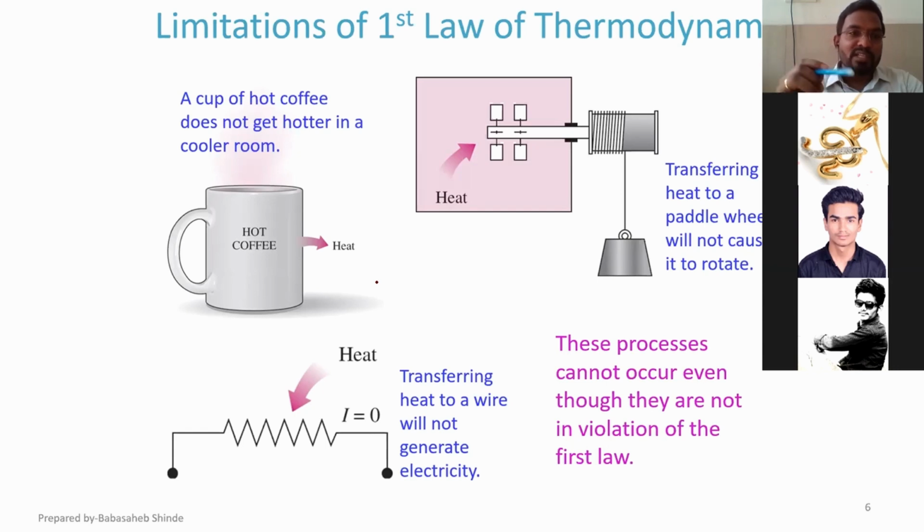Okay, so the limitation of first law is, it says that energy can be converted from one form to another, but it never talks about the amount in which energy can be converted from one form to another. Okay, and that is related to the quality of energy. That is the first limitation.